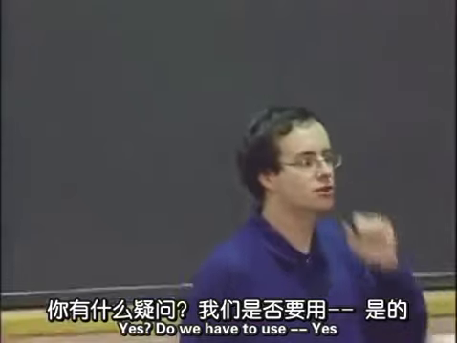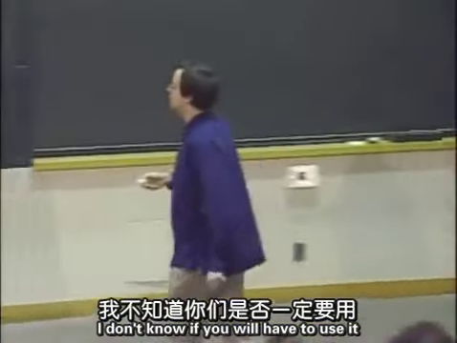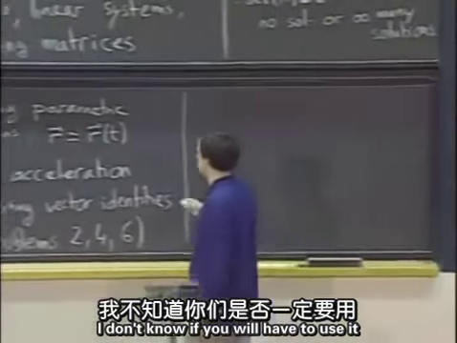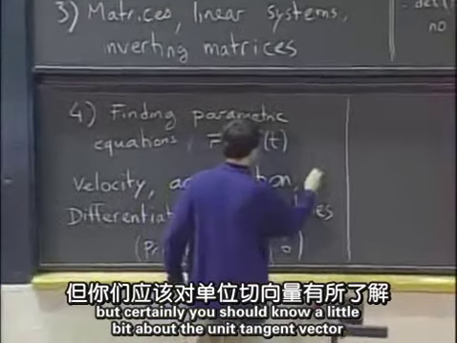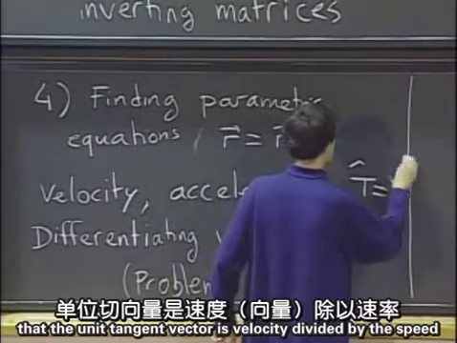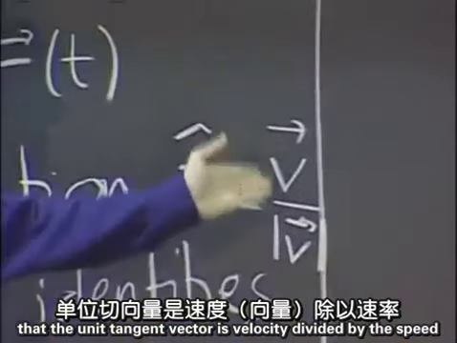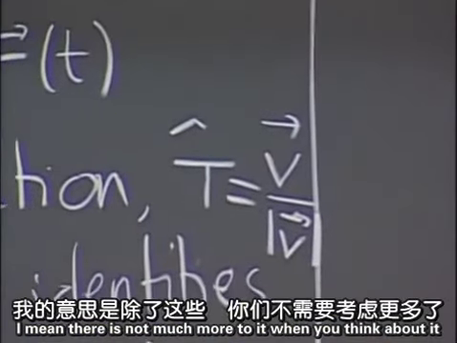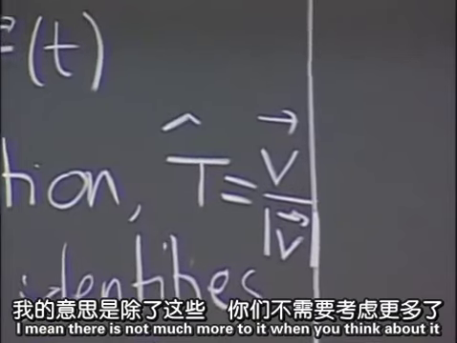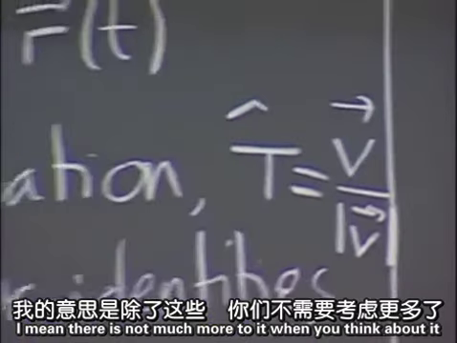Do we have to use, sorry? Yes, I don't know if you will have to use it, but certainly you should know a little bit about the unit tangent vector. The main thing to know is that the unit tangent vector is velocity divided by length, by the speed. I mean, there's not much more to it when you think about it. Okay.